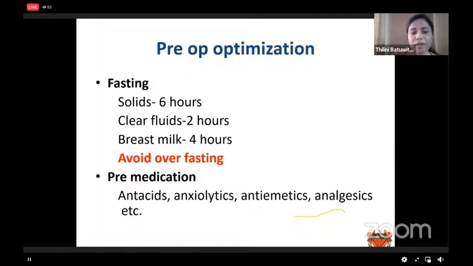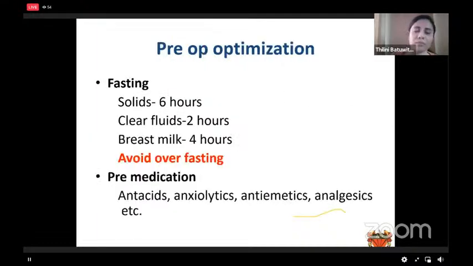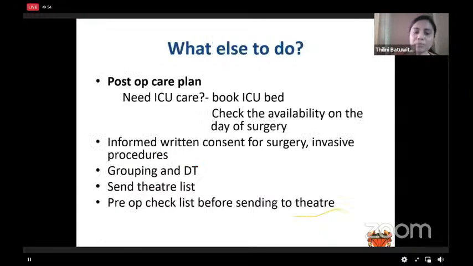So once you have optimized the patient, what else do you have to do? You have assessed, optimized, stratified the risk and informed the patient. Then other things that you have to do would be post-operative. One thing is the post-operative care plan. When you are assessing the patient, if it is decided that there is a risk of complication and the patient needs ICU care, you have to book the ICU bed.